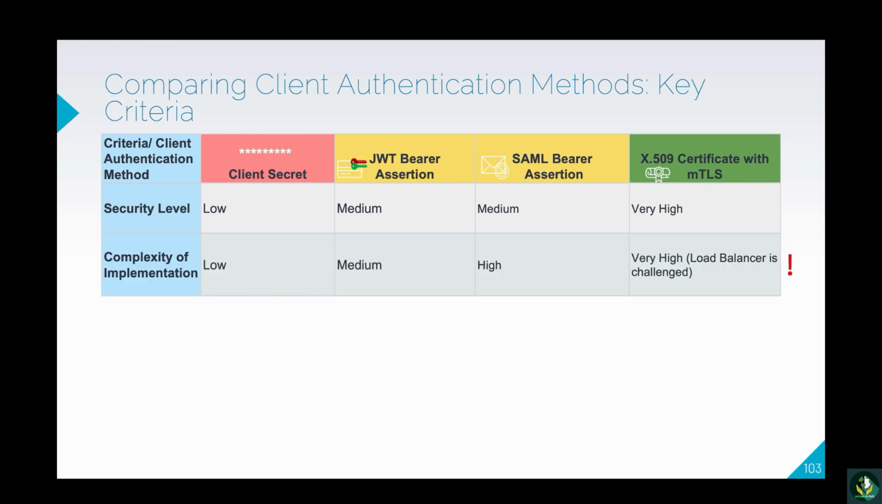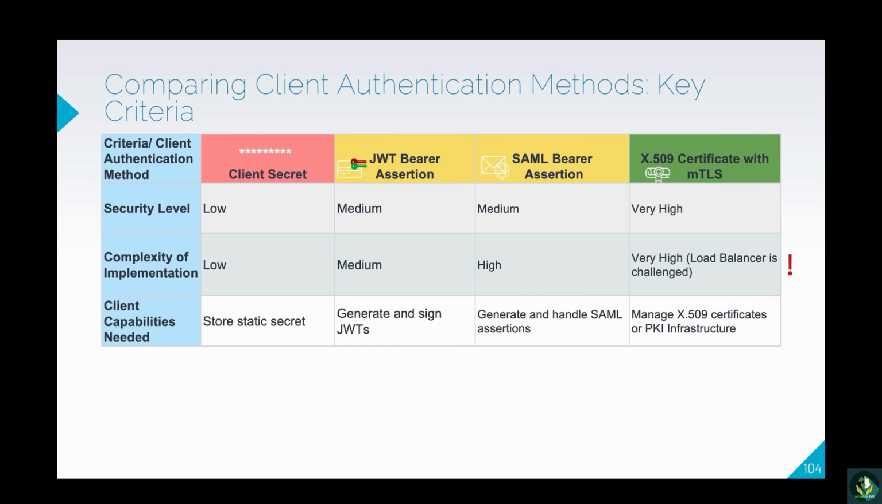Next, complexity of implementation. Client secret is the simplest to implement. JWT bearer assertions are moderately complex, requiring the ability to generate signed tokens. SAML bearer assertions are more complex, particularly for organizations without an existing SAML infrastructure. X509 certificates with MTLS are the most complex, requiring robust PKI and certificate management. This can be particularly challenging for systems using load balancers, as TLS termination often occurs here. You need to carefully evaluate your existing infrastructure to avoid introducing vulnerabilities or misconfigurations.